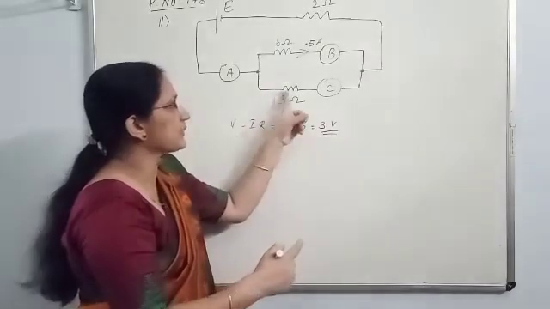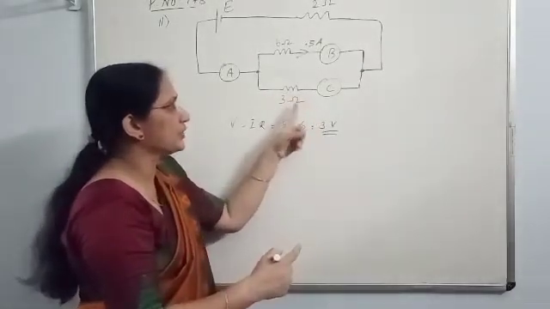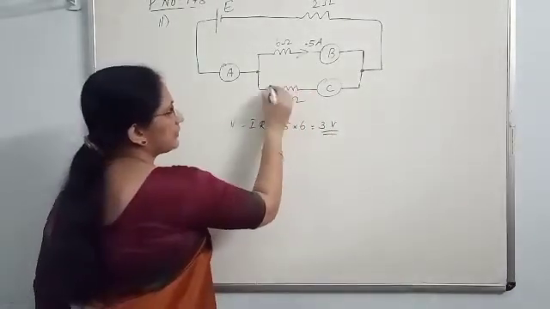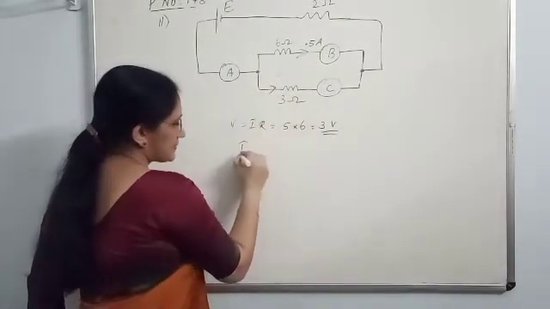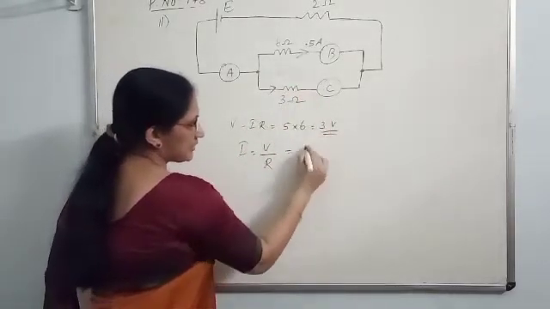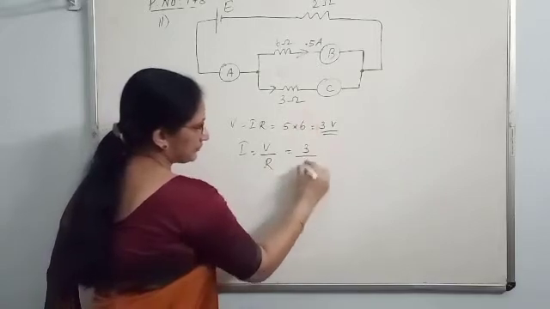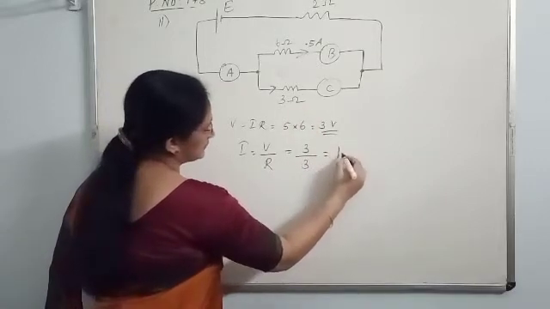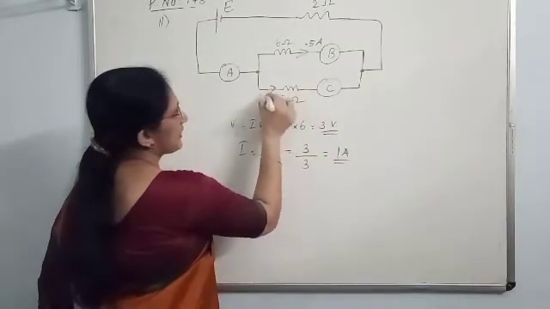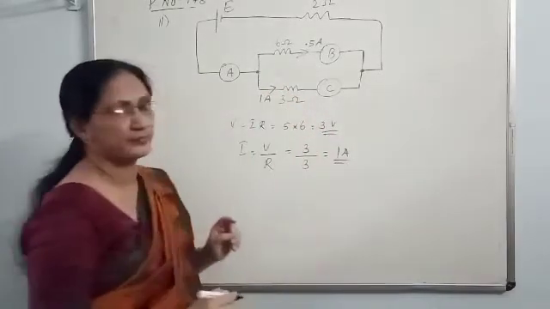So for this branch you know the R value and the V value. How will you find the current flowing in this branch? I is equal to V by R. V for this branch is 3 volt, R is 3, so 1 ampere. The current flowing in this branch is 1 ampere.